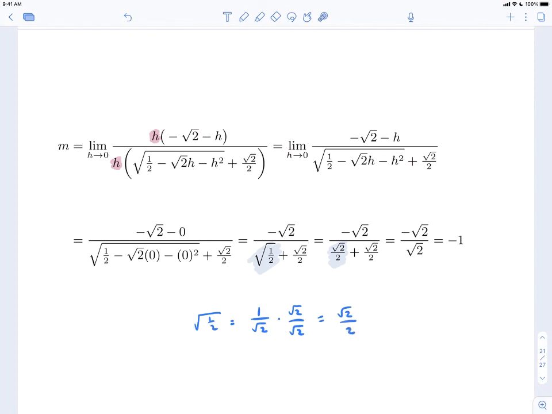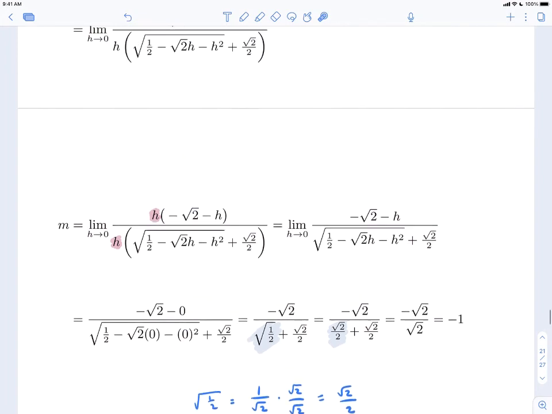So those are the same. So then we have the square root of 2 over 2 plus the square root of 2 over 2. That's half of the square root of 2 plus another half of the square root of 2, which gives us a whole square root of 2. But we have a negative square root of 2 in the numerator, so those will cancel and just leave you with the minus 1. So yes, in fact, the slope of the tangent line at this particular point is minus 1.